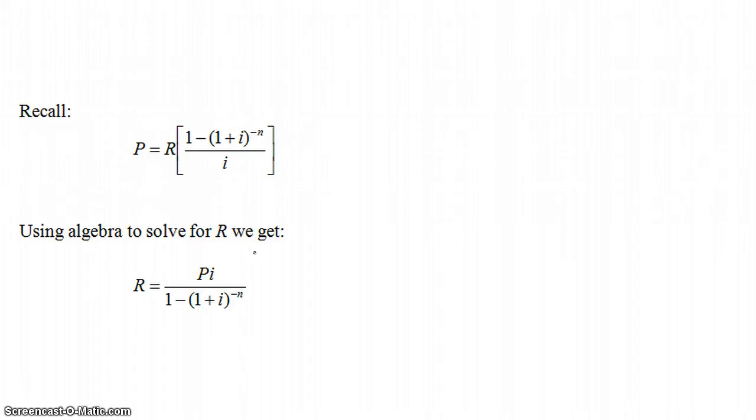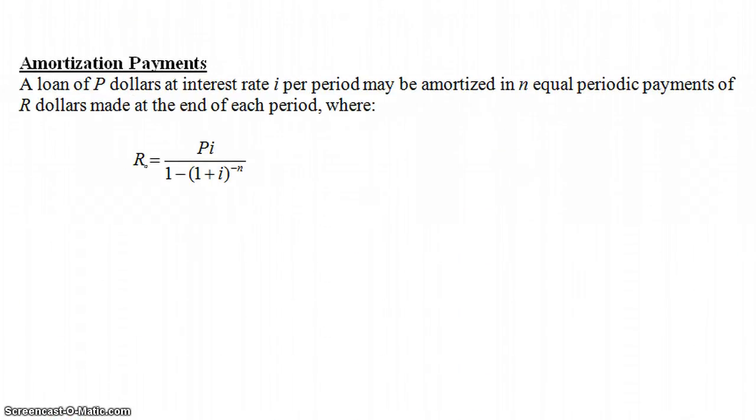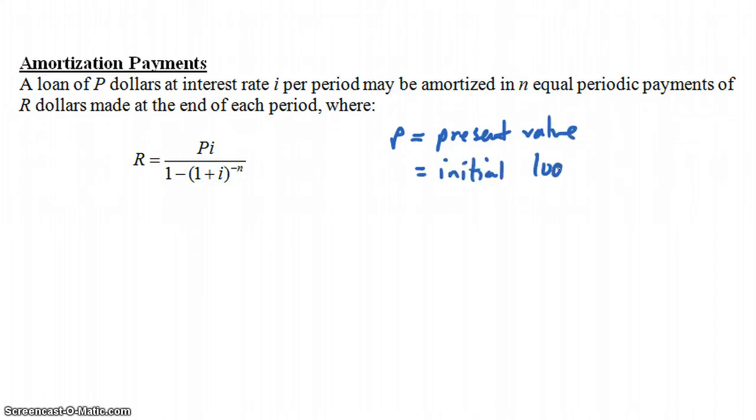You can check my algebra if you want to, but this is the formula that you get for the payments on this car loan. So R is the payments. And here is the more technical statement of this formula. It's talking about amortization payments. When you're paying off a car loan or a mortgage, you're amortizing the loan. A loan of P dollars at an interest rate I per period may be amortized in N equal periodic payments of R dollars made at the end of each period, where R is given by this formula. Remember, P is like the present value, or in other words, the initial loan amount. It's the same thing. Now the R is the payments.